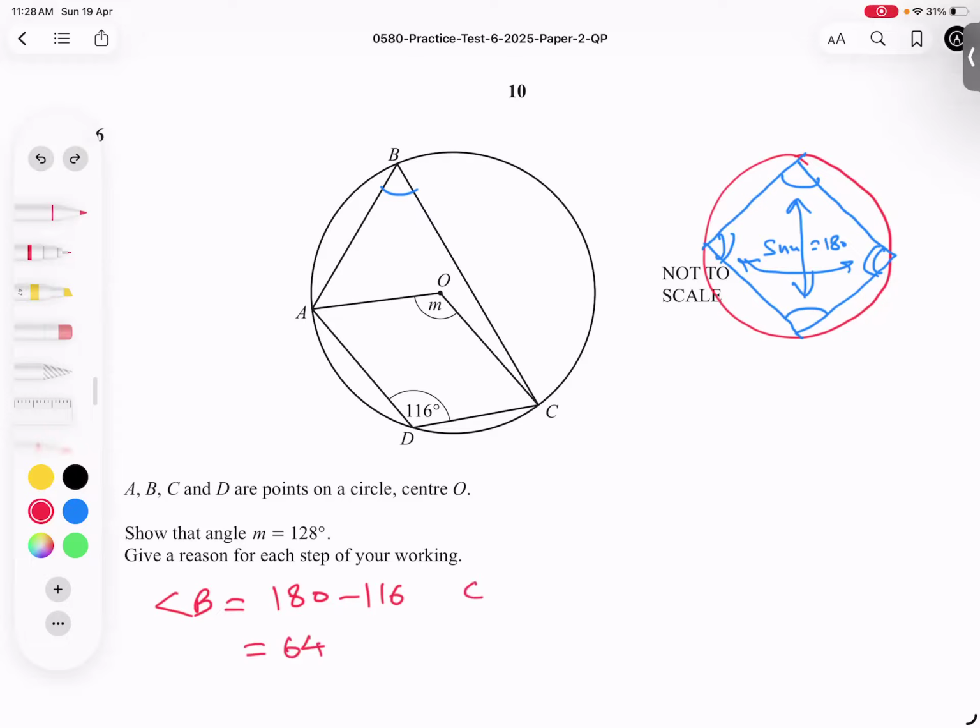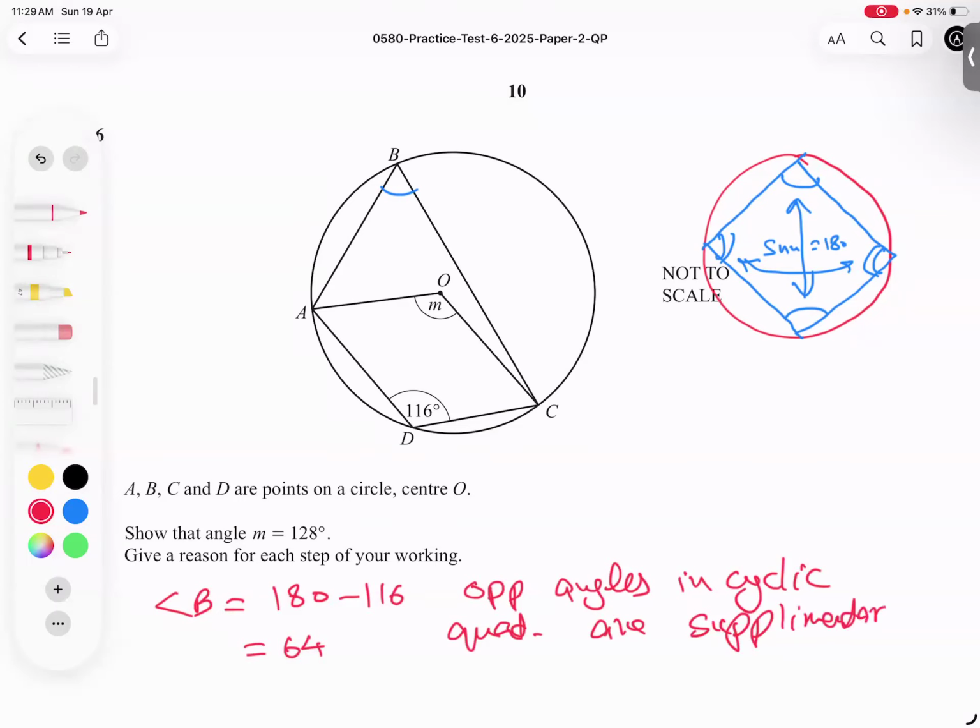Opposite angles in a cyclic quadrilateral are supplementary. Supplementary means if you add them, you must get 180. Okay, this is clear to you. So I'm getting here 64.